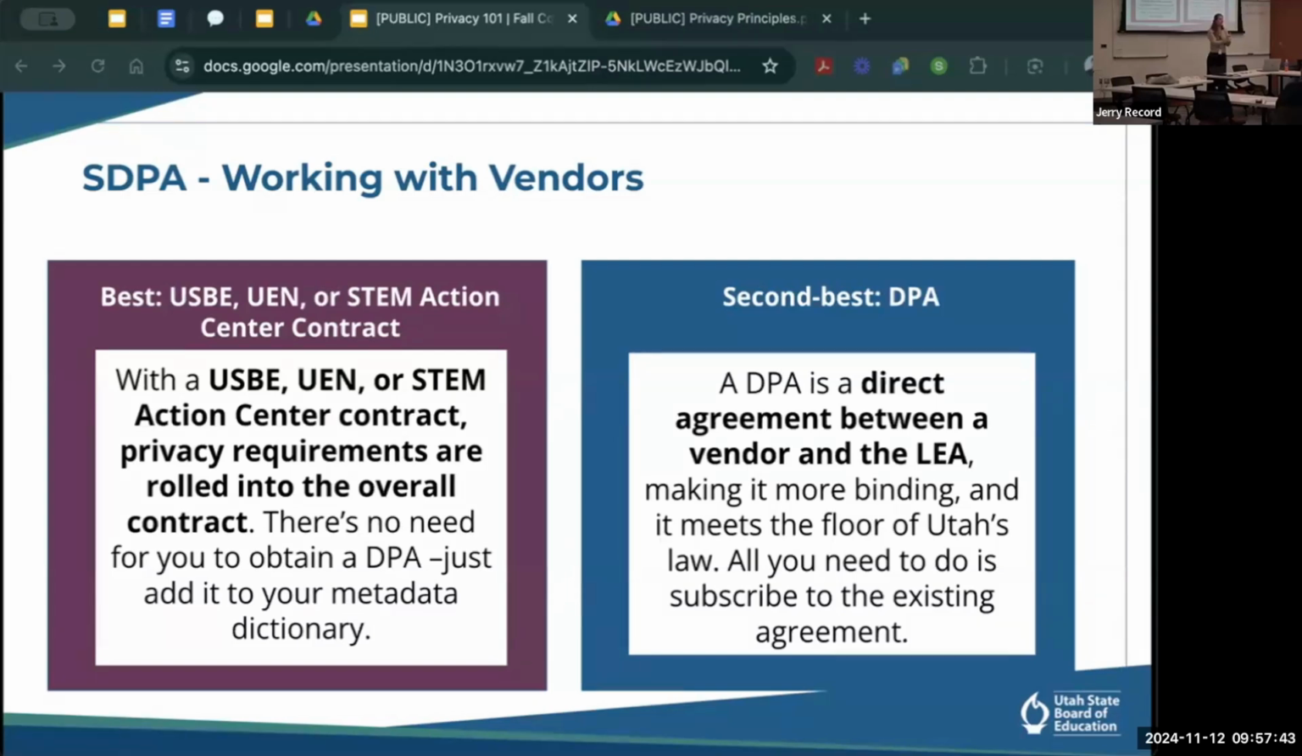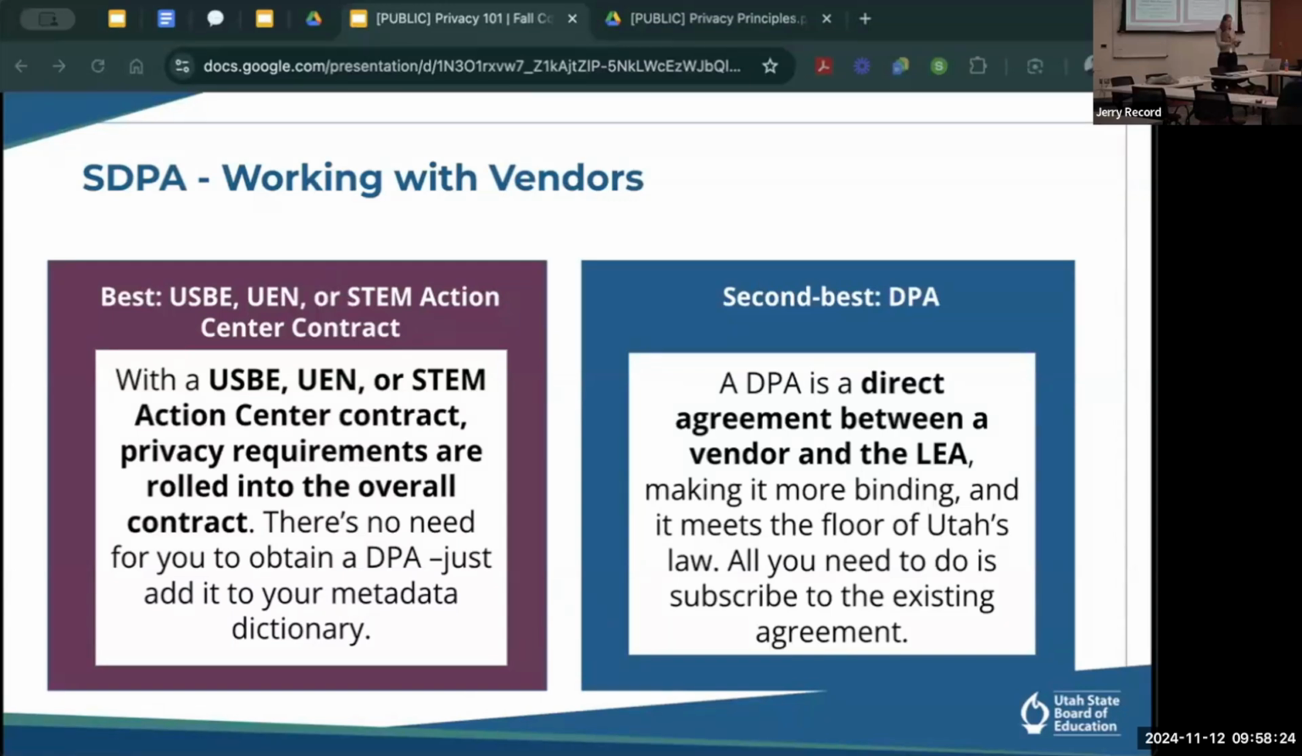So that requirement is in place in the law. There are two primary ways that you can meet that requirement. At the Utah State Board of Education, at UEN, or at the STEM Action Center, we have the bargaining power to take some of those requirements and put them into our contract with the vendor. Then they sign the contract and agree to all this. It's how much we're going to pay them, et cetera, but it's also these privacy protections.